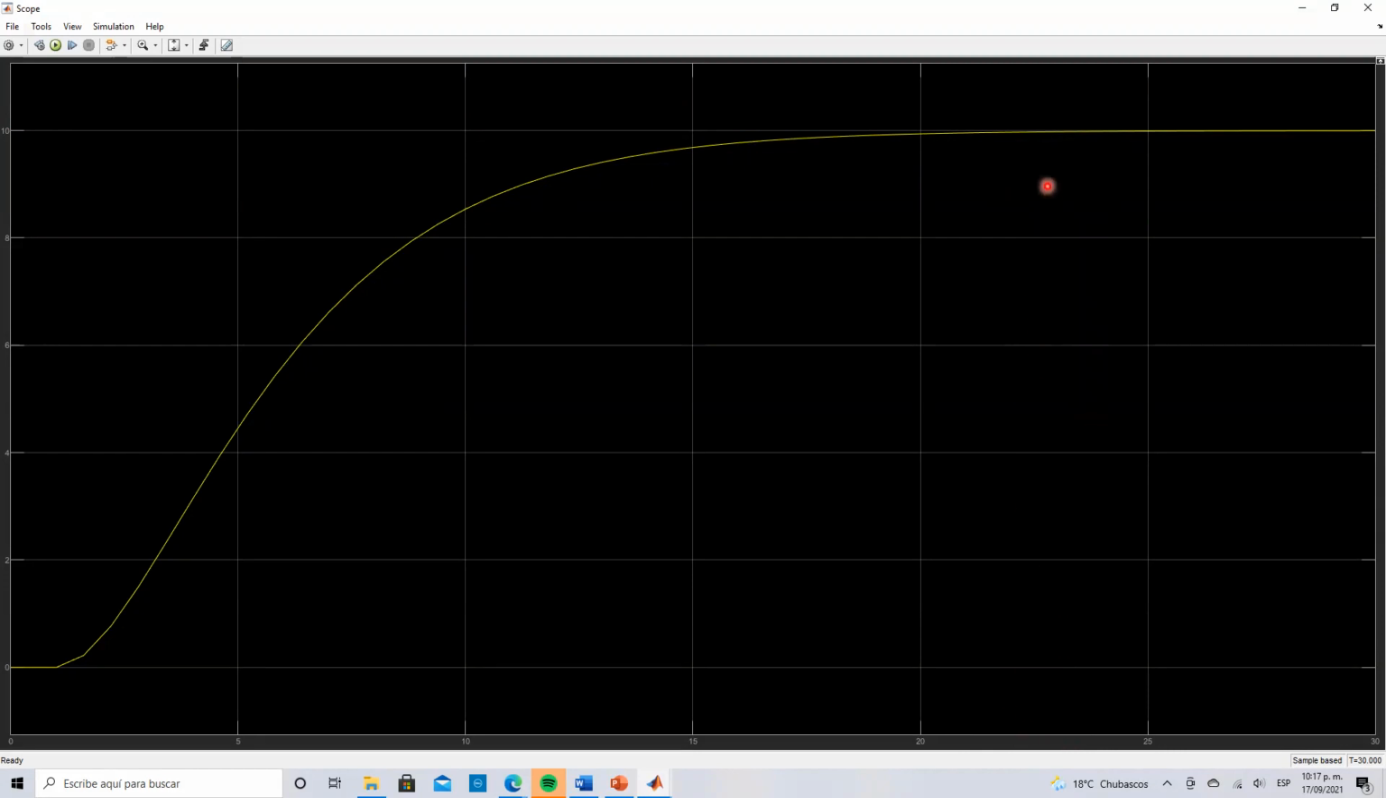seconds. So we can say that this was a successful example of how a critically damped system can be fitted into a spring damped mass system.